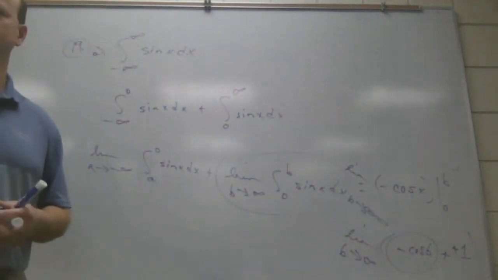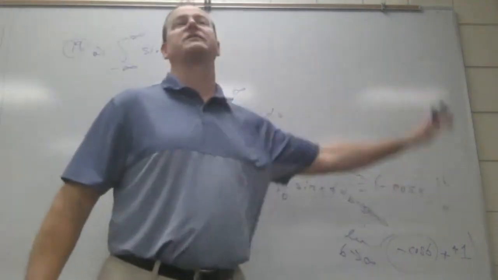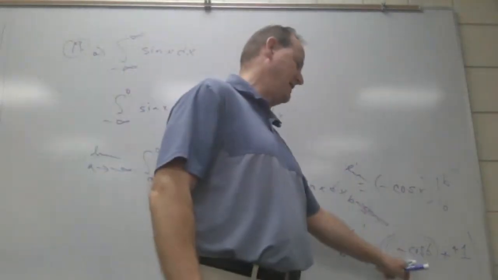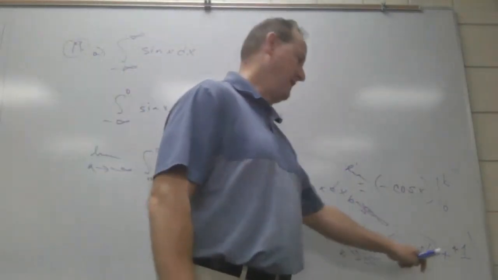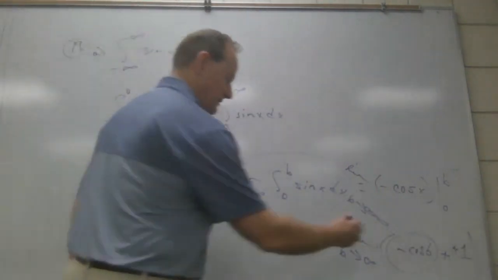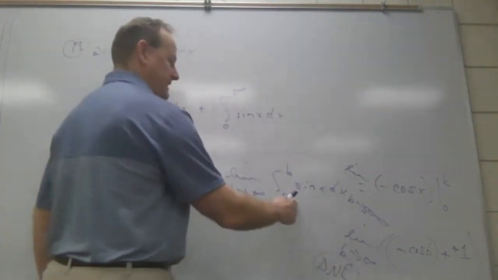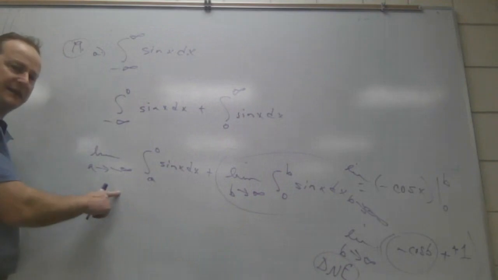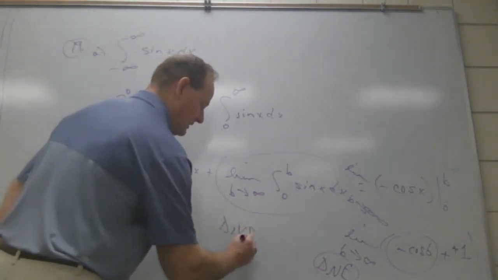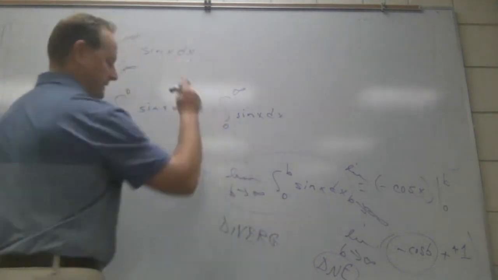Does that approach a specific number? As b gets bigger, your cosine changes. It does not approach one particular number. It bounces up and down between positive 1 and negative 1, right? Which means that this sum would bounce between 0 and 2, I think. But anyway, this does not exist. So since this side doesn't exist, we could have done the same thing over here and figured out that this side is divergent as well. But this is a divergent improper integral with infinite limits.